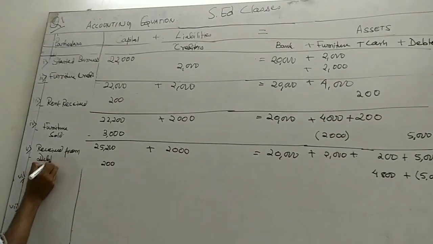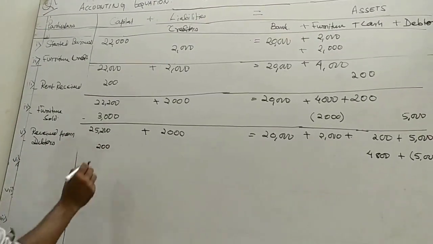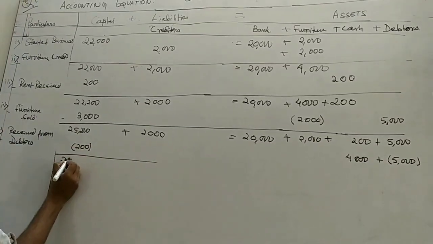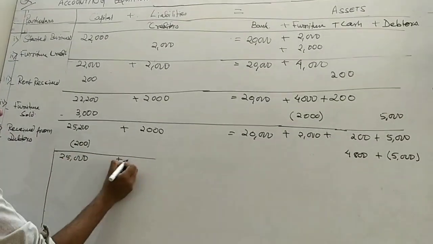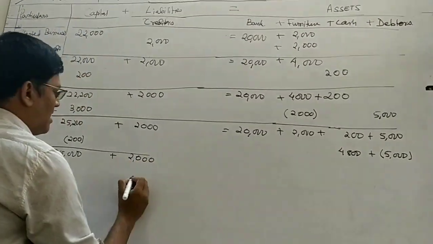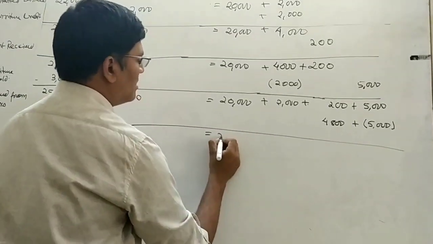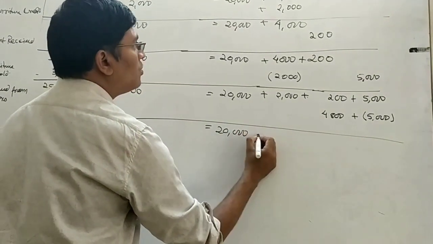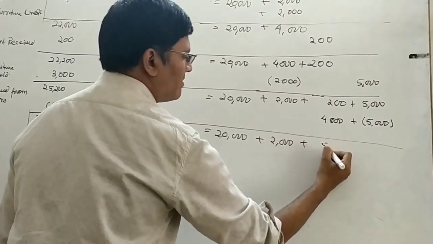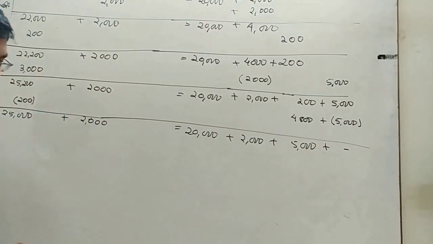Received from debtor 4,800 in full settlement of 5,000. 200 is the loss. So my next accounting equation becomes 25,000 over here, 2,000 in the creditors balance remaining same, and this side 20,000 over here, your bank balance, 2,000 your furniture that remains, 5,000 my cash in hand becomes, and there is no more debtors left.